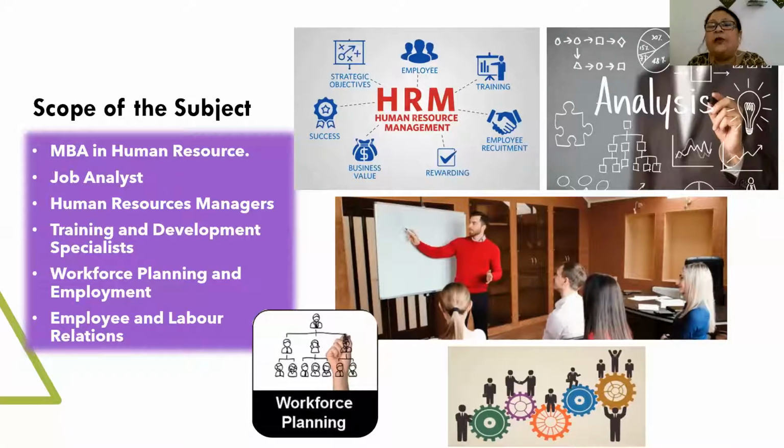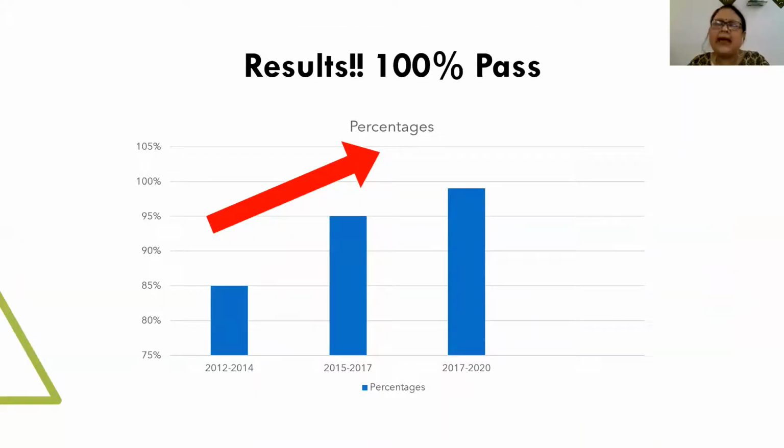HRM, human resource management, or we can call it psychology of human behavior, is the paper in semester 5 and semester 6. Next, we will be looking at the results, and this is absolutely the true result.